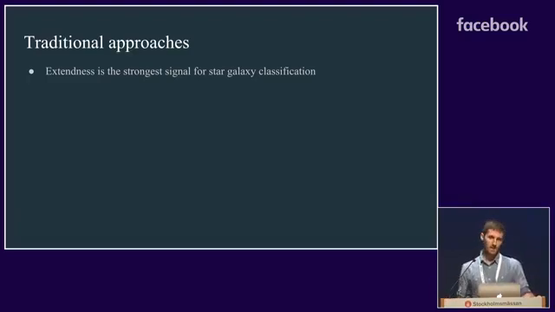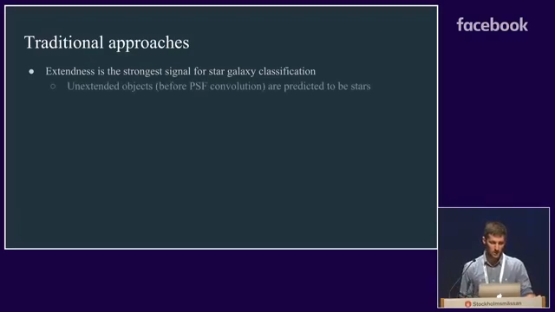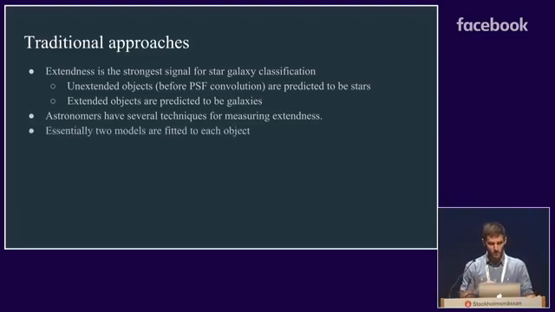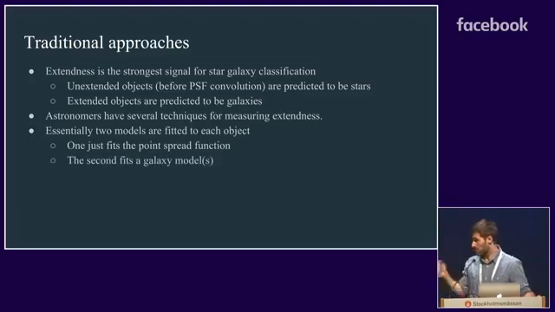Okay, so how have astronomers typically been solving this problem? As I stated, the main signal for classification is the extendedness of the object. So unextended objects before convolution are stars. Extended objects are predicted to be galaxies. Astronomers have developed several techniques for measuring extendedness, but they're all basically of the same flavor. What you want to do is fit two models to each object. You want to fit a model just of the point spread function, and you want to fit a model just of the galaxy. And why you want to do this is because stars are point sources, so the two fits should be identical for the stars, but they should be different for galaxies.